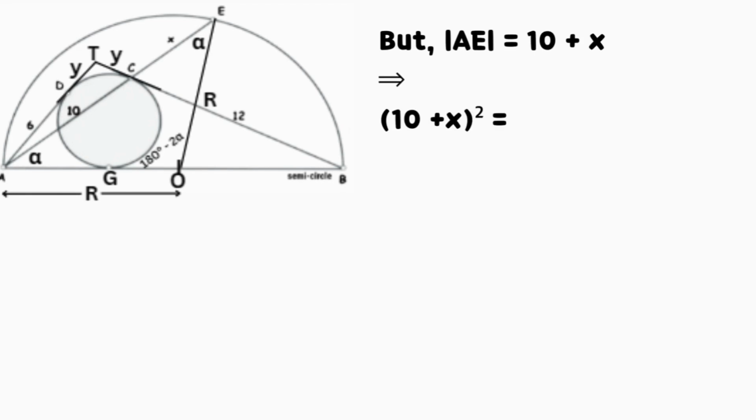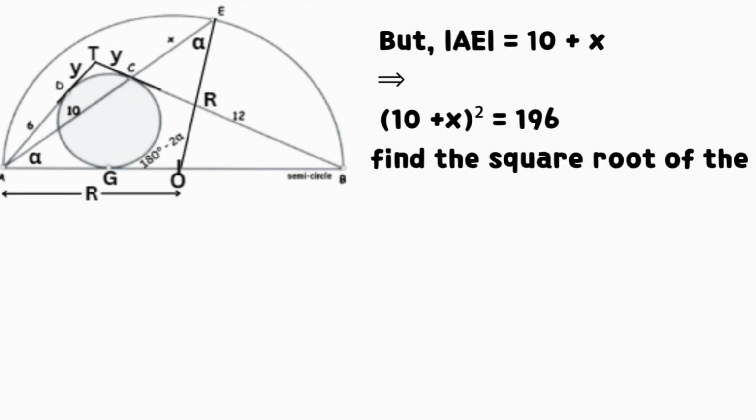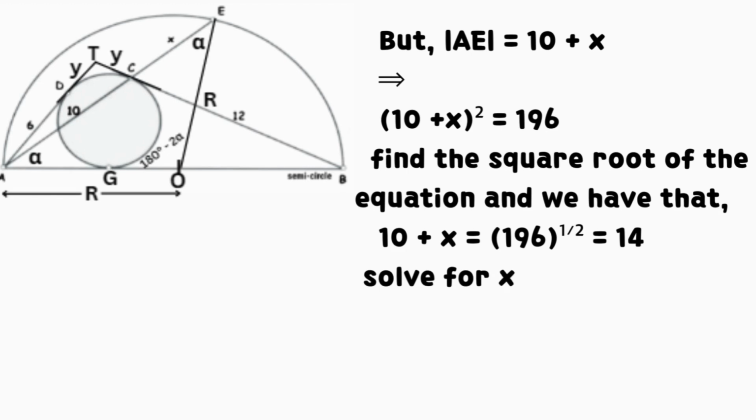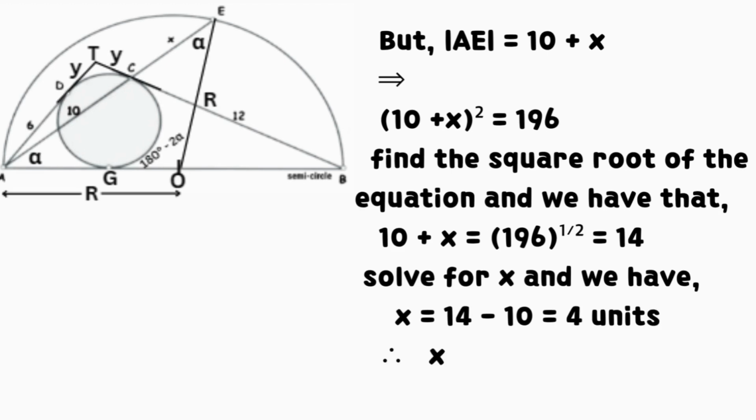But the length of line AE equals the sum of 10 and x. It means that the square of the sum of 10 and x equals 196. Find the square root of the equation and we have that the sum of 10 and x equals the square root of 196, which equals 14. Make x the subject of the formula by subtracting 10 from both sides of the equation. Thus we have that x equals 4 units.